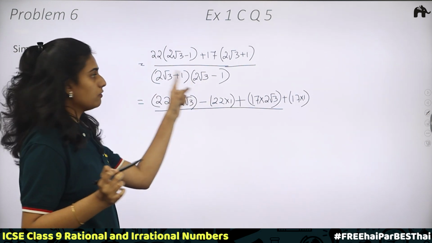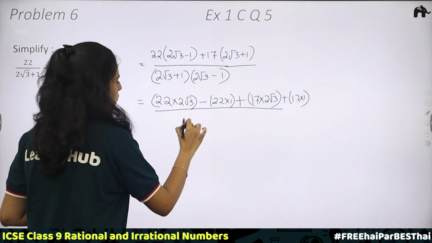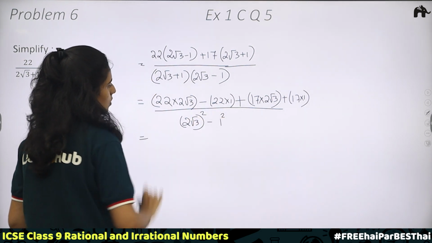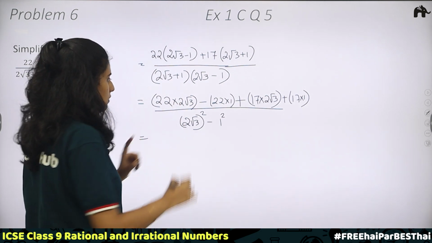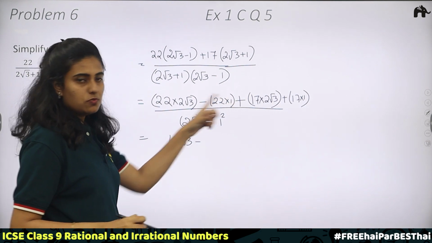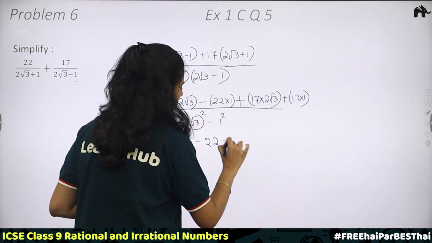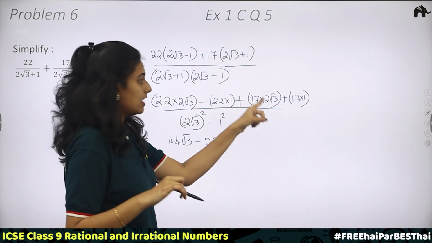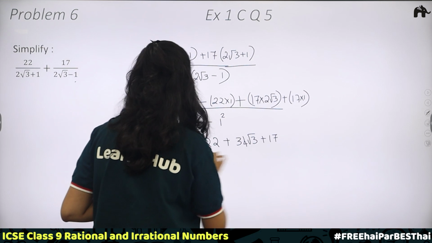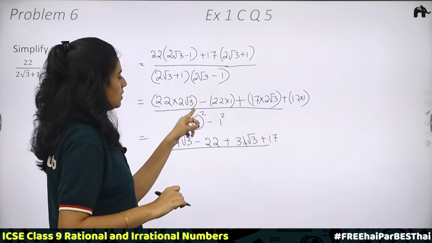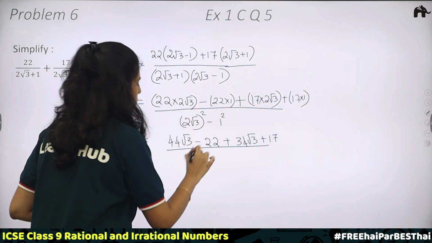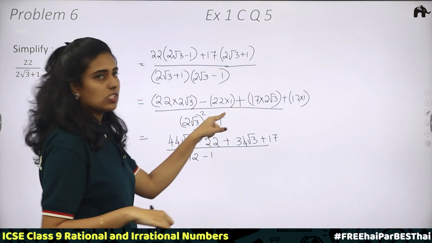Here this is of the form a plus b into a minus b. Therefore, 2 root 3 whole square minus 1 square, which is equal to 22 into 2, 44, 44 root 3 minus 22 into 1 is 22 plus 17 into 2, that is 34, 34 root 3 plus 17 whole divided by 2 root 3 whole square. 2 square 4, root 3 square is 3, 4 into 3, 12. 12 minus 1 square is 1.